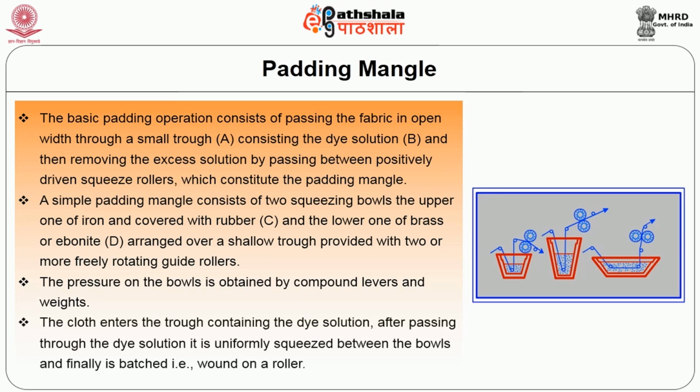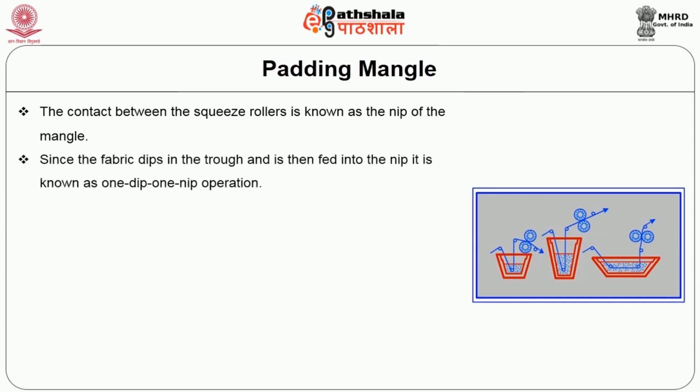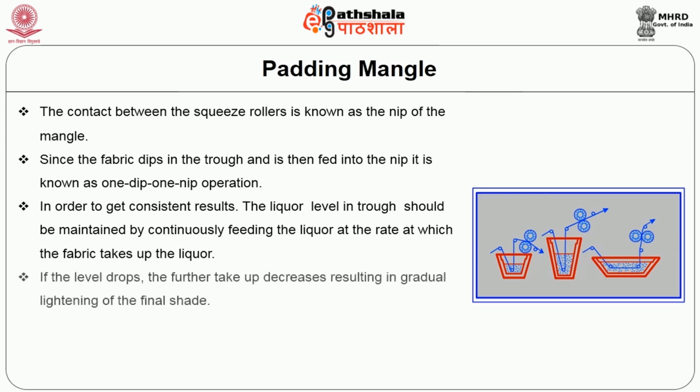The cloth enters the trough containing the dye solution. After passing through the dye solution, it is uniformly squeezed between the bowls and finally is batched, that is, it is wound on a roller and left for some time. The contact between the squeeze rollers is known as the nip of the mangle. Since the fabric dips in the trough and is then fed into the nip, it is known as one dip, one nip operation. In order to get consistent results, the liquor level in the trough should be maintained by continuously feeding the liquor at the rate at which the fabric takes up the liquor.